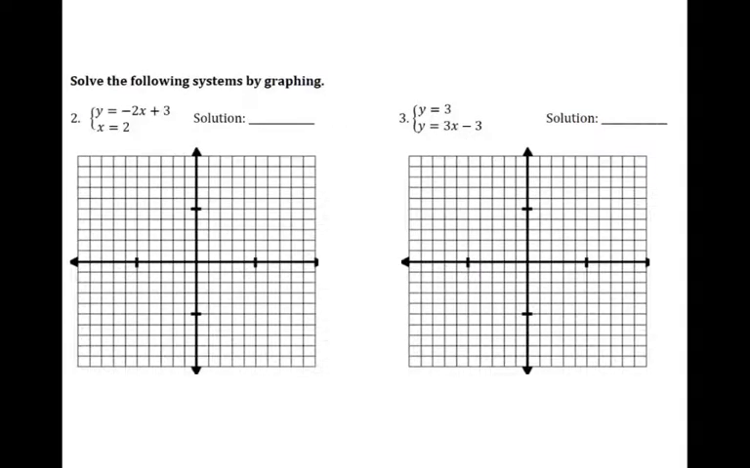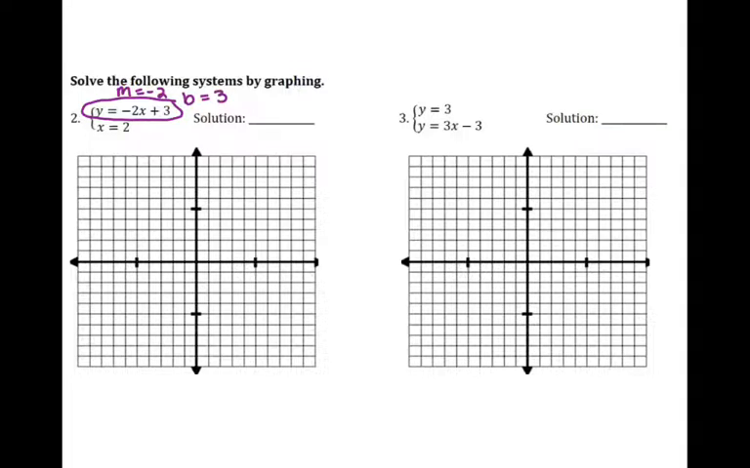All right, solving by graphing. So what you want to do is graph both of the lines. I'm going to use 2 different colors so you can see which line corresponds to which equation. The one I circled in purple is y equals -2x plus 3. This equation is in slope-intercept form. My slope is -2, and my y-intercept is 3.